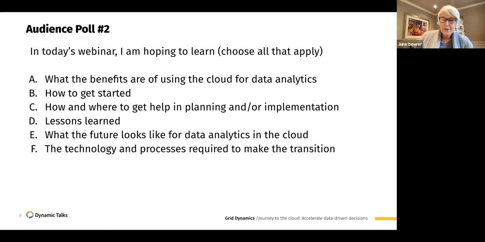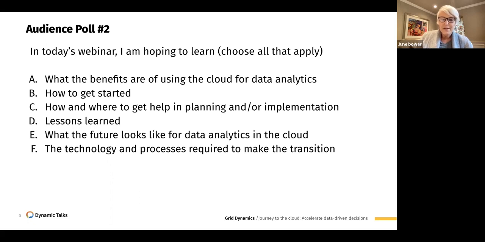Okay. Alex, you want to bring up the answers so we can see. All right. Well, it looks like we have a pretty good distribution here, but many of you want to learn about the benefits of using cloud for data analytics. Logically, I think a number of you want to learn how to get started because it sounds like a lot of you are at the beginning of the journey. Fewer on implementation and planning. Lessons learned sounds like a big one, but the biggest one and the big winner is, what is the future looking like? Which I have to agree with all of you.